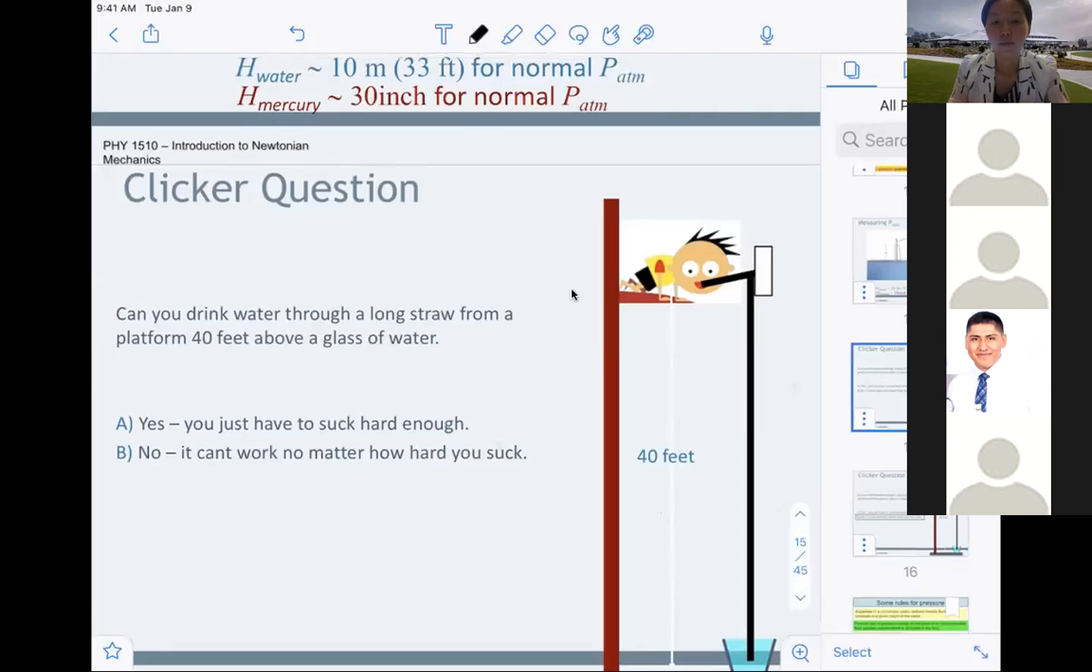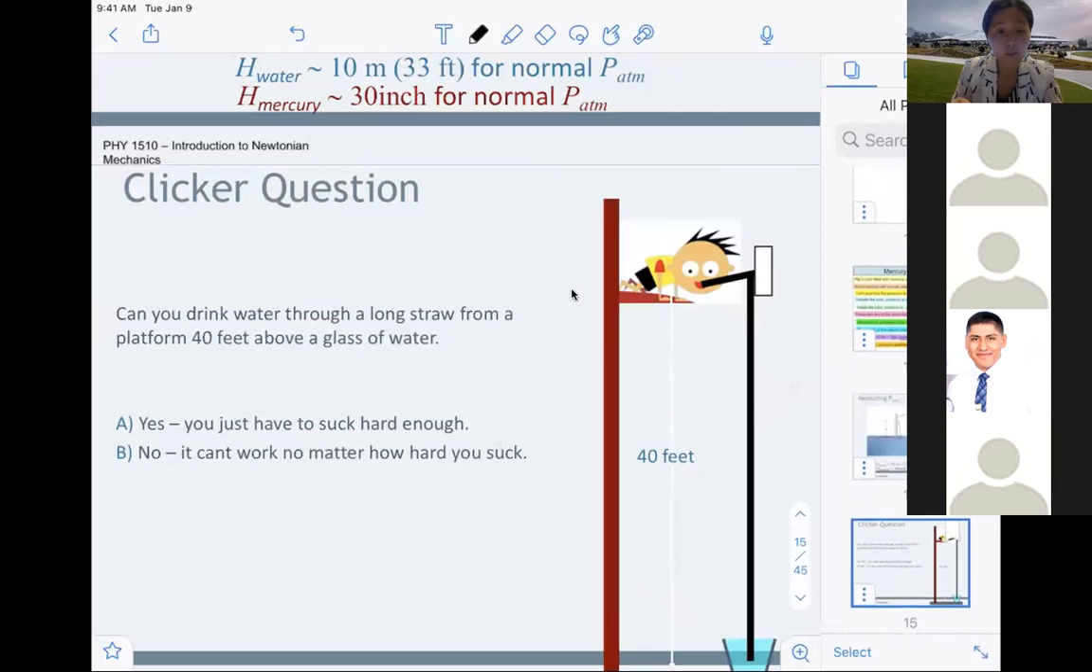Okay, so it looks like quite a significant percent of you say A, yes, if I suck the straw hard enough, I could get the water up high. Or B, no matter how hard you try to drink, you're not going to get that water up that high. So would anybody like to explain either of those choices? Reasoning for either of those choices?